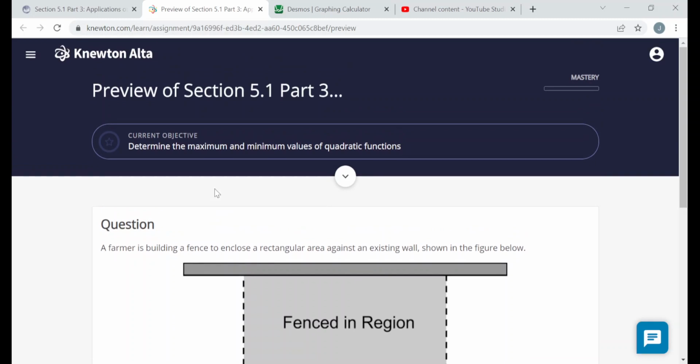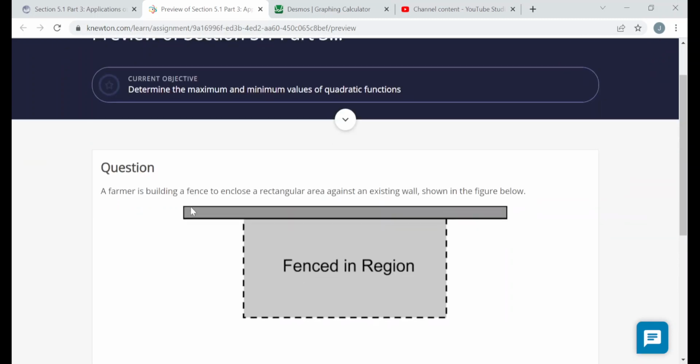Alright, so the first objective I'm seeing here, determine the maximum and minimum values of quadratic functions. So basically, the maximum or minimum value of a quadratic function is going to be the y value of the vertex. We'll see when we get into this question here.